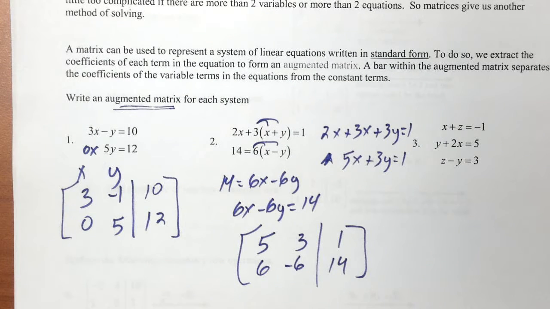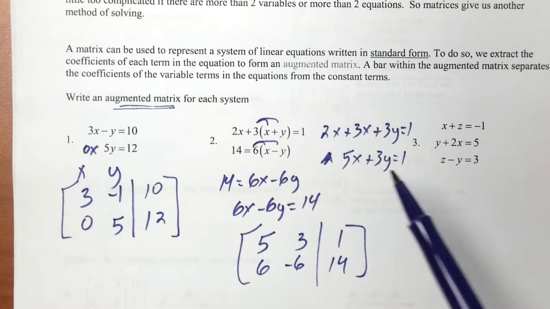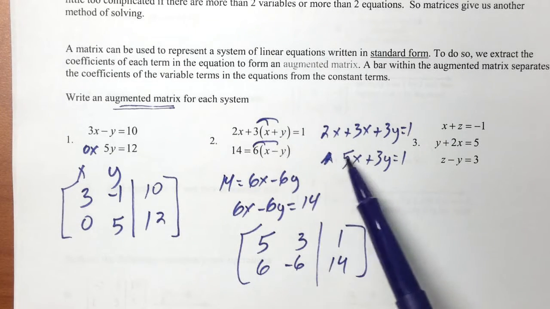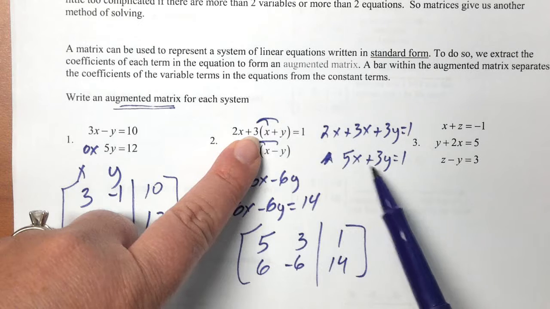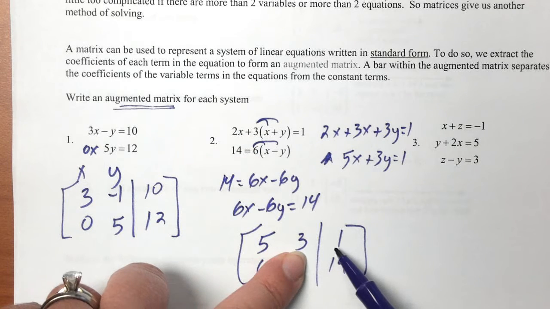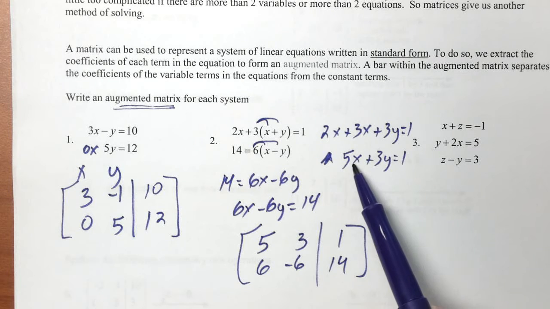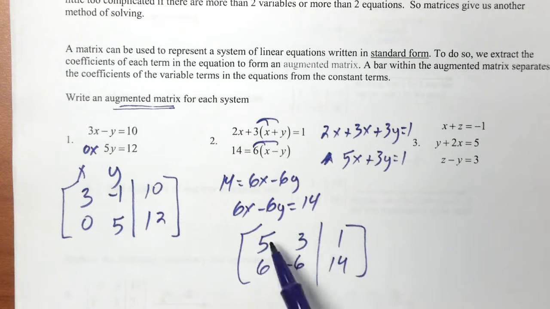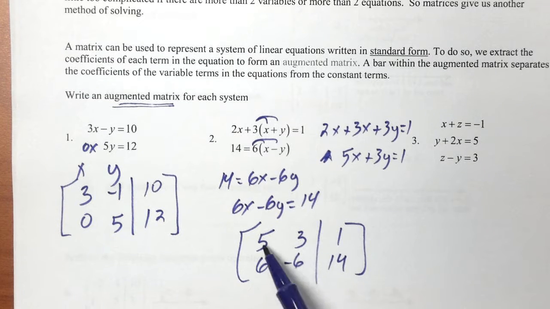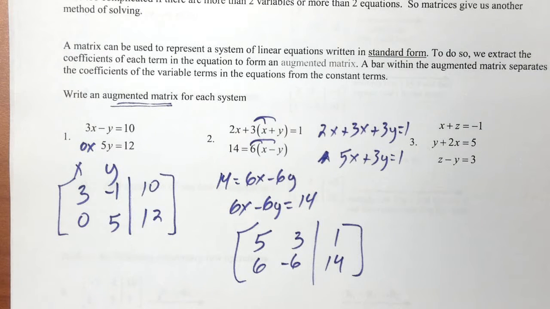It does not matter which equation is the top line. So since I had the 5x plus 3y equals 1 as my top equation, I put the 5, 3, 1 on top. But if I had reversed it and put the 5, 3, 1 on the bottom, that would be okay. But you do have to have the 5, the 3, and the 1 together on one row of your matrix. Okay, you can't put the 5 and the -6 together. It has to be the same values from that equation.